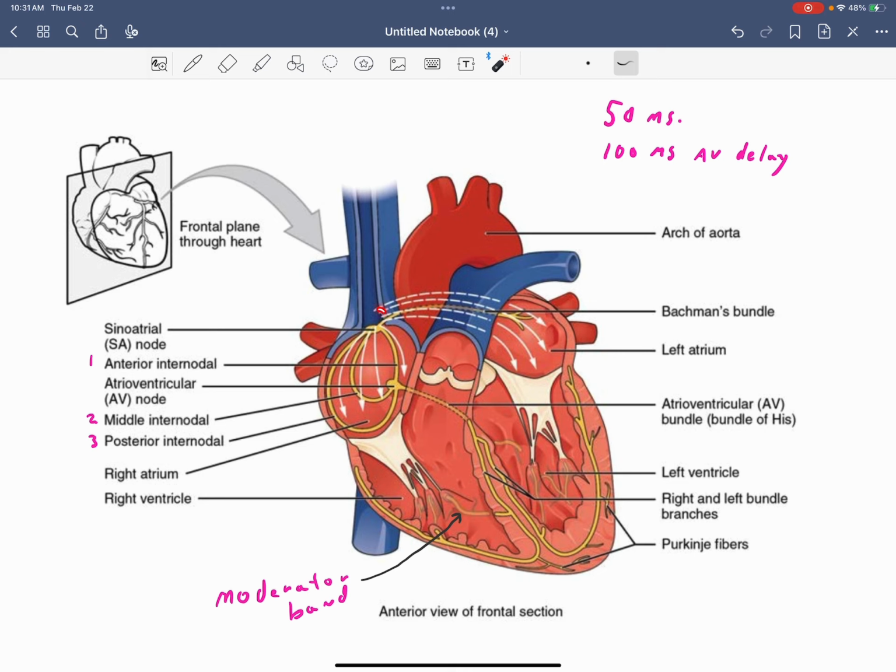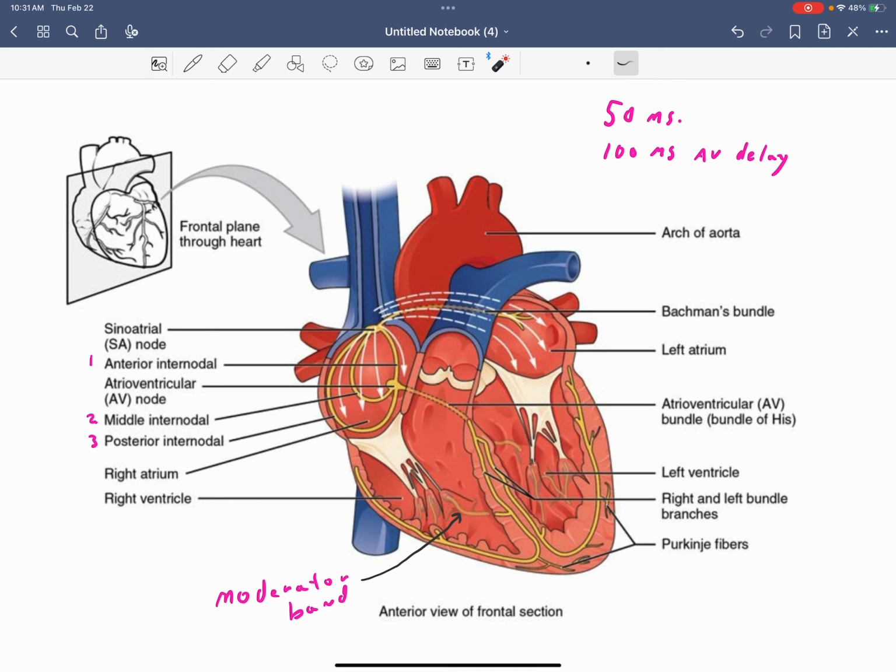So when the SA node does fire, if you remember the structure of the myocardial cells, the intercalated discs have gap junctions. The signal will spread from cell to cell to cell throughout the atria, and that will start the depolarization and the contraction of the atria. Now, there are three pathways that will help to get the signal from the SA node to the next node, which is the AV node.